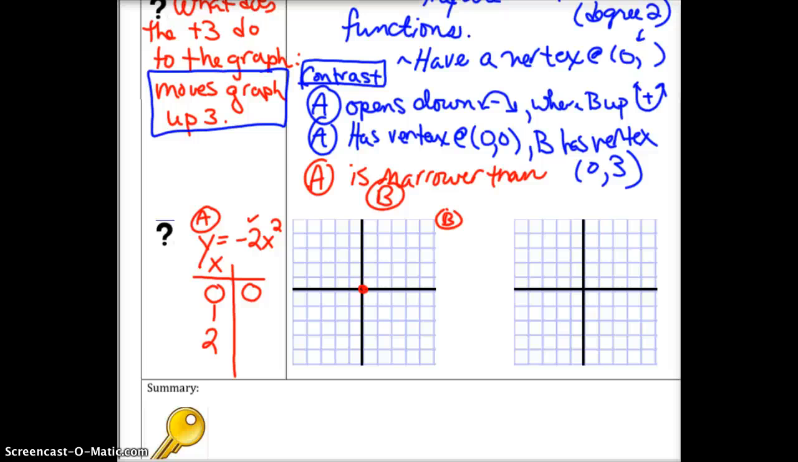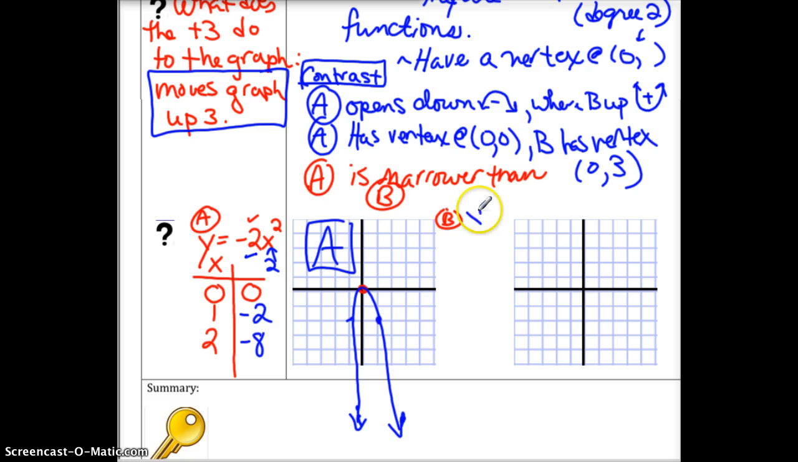So when I put in a negative 1 and square it, I get 1 times negative 2 is negative 2. Again, follow the rules of order. When I put a 2 in for x and square, I get 4 times negative 2 is negative 8. So notice it is going to be opening down here, and it's getting very stretched out because of that 2. So what I said was going to happen, happened. This one made a frown, and it made a very skinny or narrow frown. And that is the graph of parabola A.